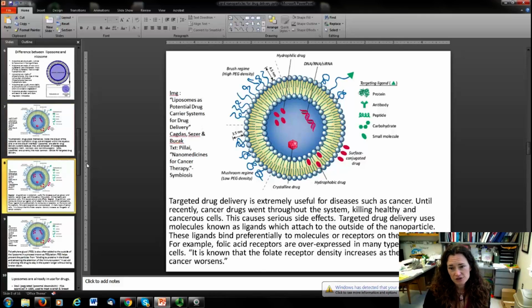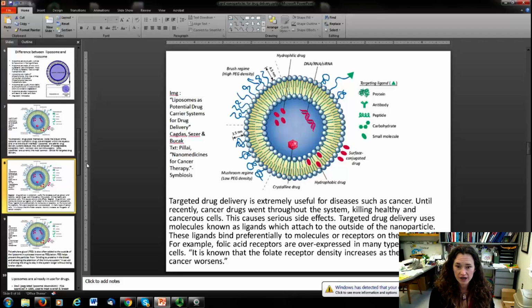Now, targeted drug delivery is really useful for diseases like cancer, okay? If you remember, until recently, cancer drugs would just go throughout the system when you took chemotherapy, for example, and they would kill both healthy and cancerous cells and cause serious side effects. Targeted drug delivery uses molecules known as ligands, for example, which attach to the outside of the nanoparticle, and those ligands will bind preferentially to molecules or receptors on the tumor cell. And this enables the delivery of the drug to the cancer cell, and it's not then delivered to healthy cells as often. So it cuts down on the side effects.